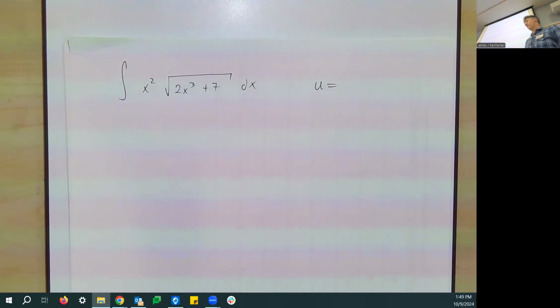I suppose I should also say, if you're ever waffling on a choice for u, and you have the choice of picking the plus a constant or not picking the plus a constant, it's usually good to pull the constant along. Like I'd much rather pick u equal to 2x cubed plus 7 as opposed to just 2x cubed. You want all the stuff inside the function, because adding a 7 doesn't change the derivative.